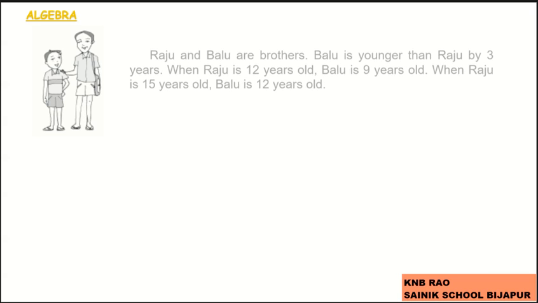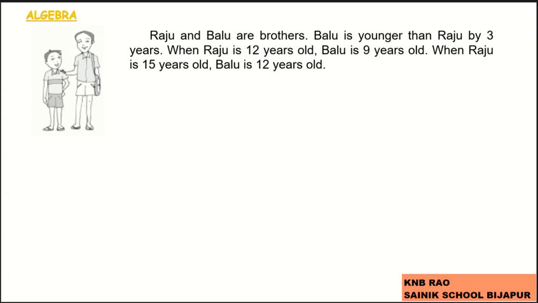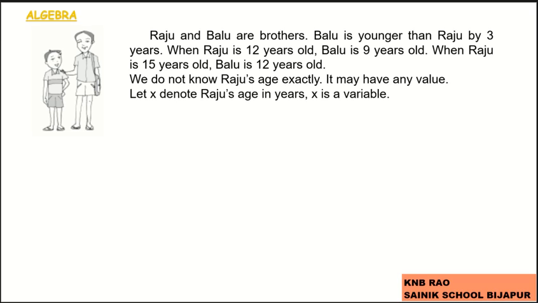Children, here one more example I would like to give you. Here Raju and Balu are brothers. Balu is younger than Raju by 3 years. When Raju is 12 years old, Balu is 9 years old, obviously. When Raju is 15 years old, Balu is 12 years old. We do not know Raju's age exactly. It may have any value. Let x denote Raju's age.